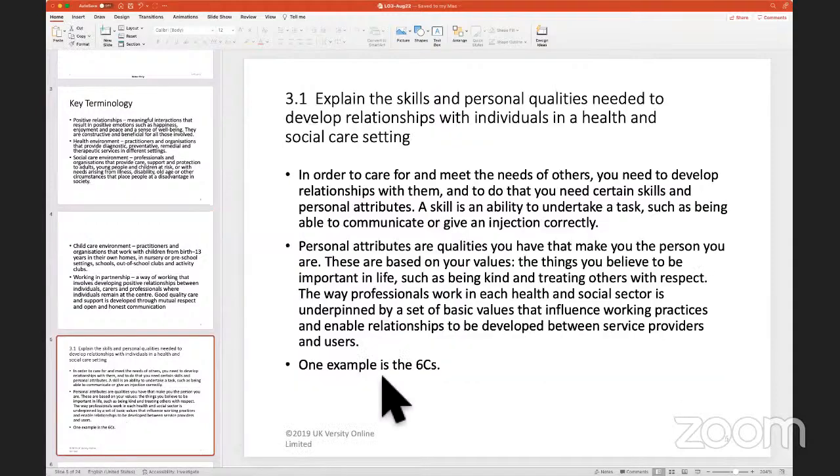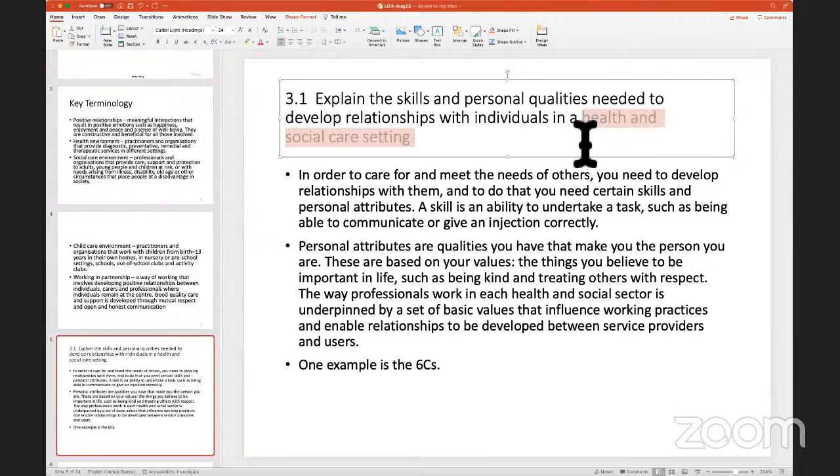Right. So a silence from you guys means that obviously there are no questions, but if you do think of any while we discuss, you can also type them through the chat room. Now, the first assessment criteria that we need to look at, when we talk about this learning outcome, is to explain the skills and qualities which are needed to be able to develop relationships with individuals within the health and social care setting. So this particular word HSC is repeated a number of times.